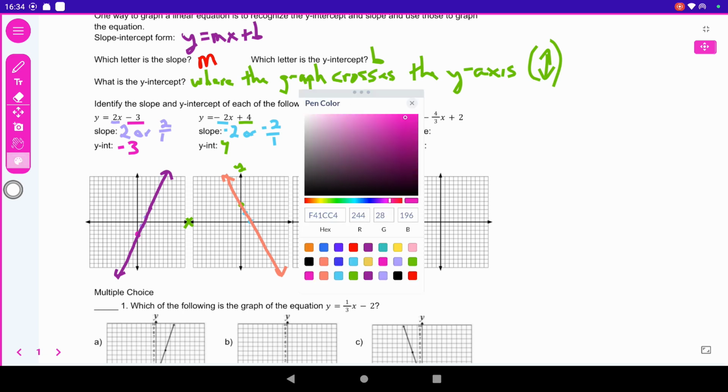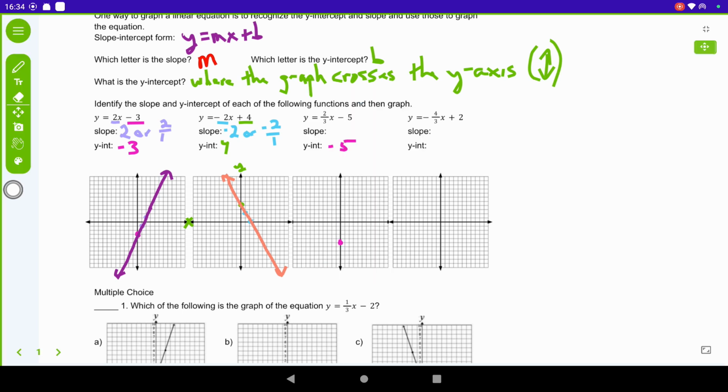From there, our slope is 2/3. So we're going to go up 2, to the right 3. Again, our denominator is how far to the right we go. Our top number tells you how far up or down. Up if it's positive, down if it's negative. So up 2, to the right 3 again.